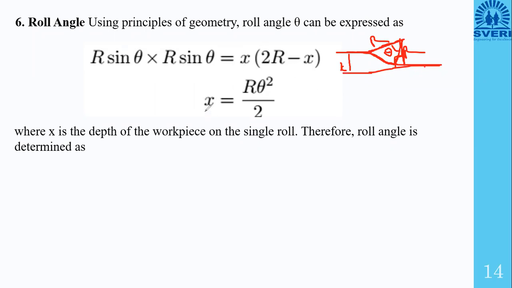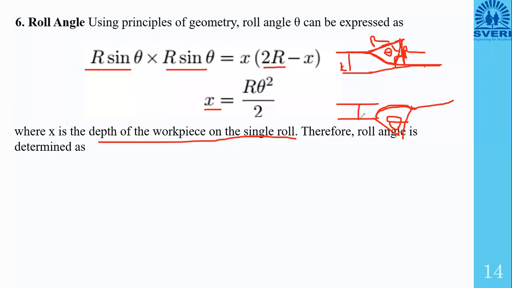From here you can find the x value, R theta squared by 2, where x is the depth of the workpiece on a single roll. Why have we taken 2R here? Because as this is happening on this side, it is also happening on the other side. Here also theta comes into the picture, and x is on the other side as well. So x is only for a single side, but it is available on 2 sides. This is the depth of the workpiece.